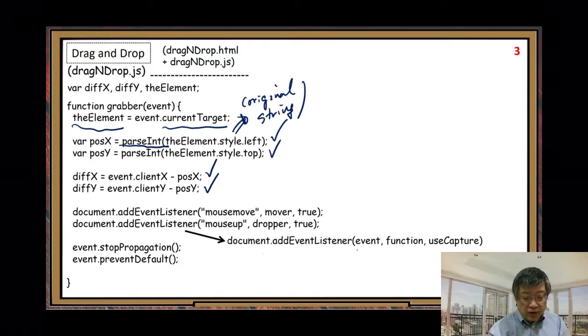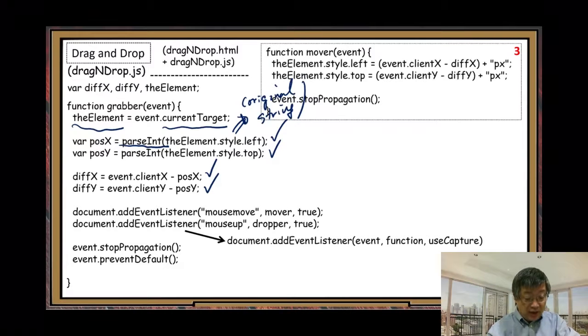Document.addEventListener, three parameters. The first is the event name, event. Second, the function name, which function you want to call. Third, use capture, Boolean value. Boolean value has some meaning. So we will see the meaning later. All right. Okay. Boolean value.